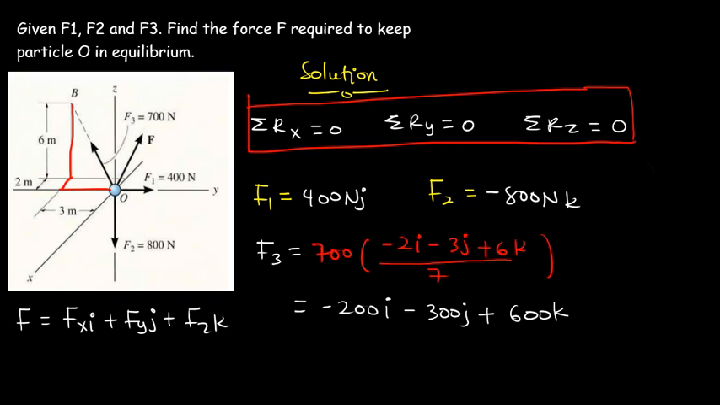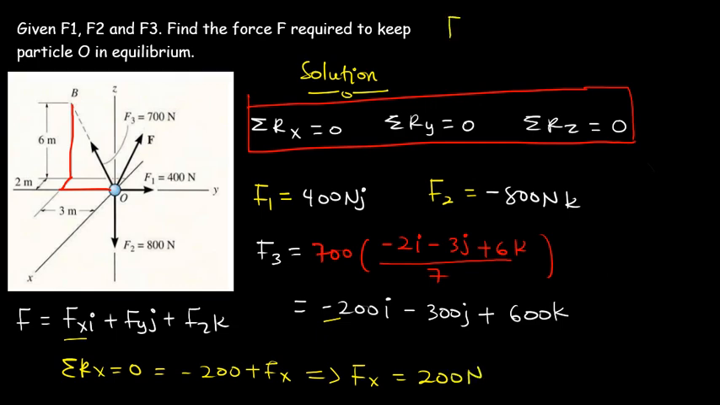So you're going to apply the first equilibrium equation, which says that the sum of all the forces in the x-axis direction should be equal to 0. The only forces we have in the x-axis direction will be this minus 200 and then Fx. So you're going to have 0 equal to minus 200 plus Fx. So this means that Fx, which is the x component of the force F, will be equal to 200 newtons. Fx is equal to 200 newtons.